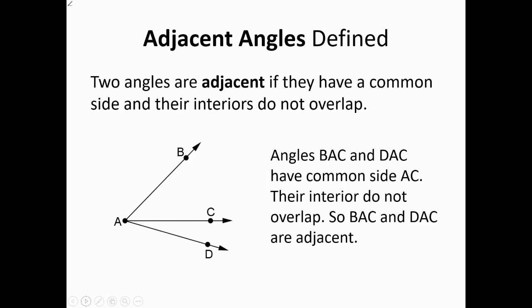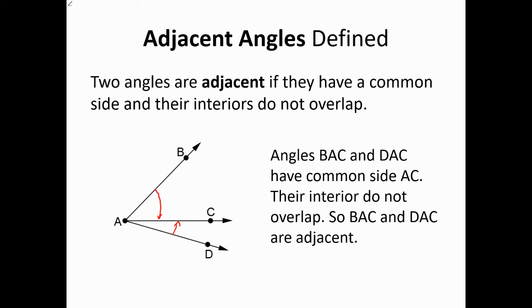Adjacent angles, an extremely important concept for us. We say that two angles are adjacent if they have a common side. That is, if a side of one is identical to a side of the other, and their interiors do not overlap. So look at our diagram. Consider angle BAC, the one composed of ray AB and ray AC, and then consider angle DAC, the one composed of rays AD and AC.